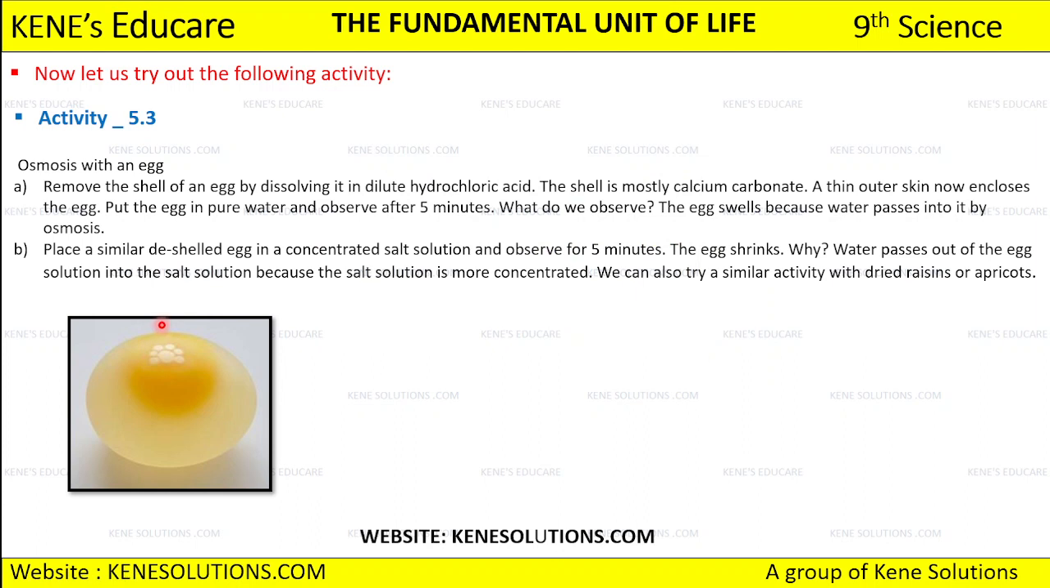Now we have two different activities to discuss. So the third activity that we are having is osmosis with an egg. Okay, what you need to do is remove the shell of an egg by dissolving it in dilute hydrochloric acid. What will we do? We will remove the shell of the egg. How? We will dissolve it in dilute hydrochloric acid.